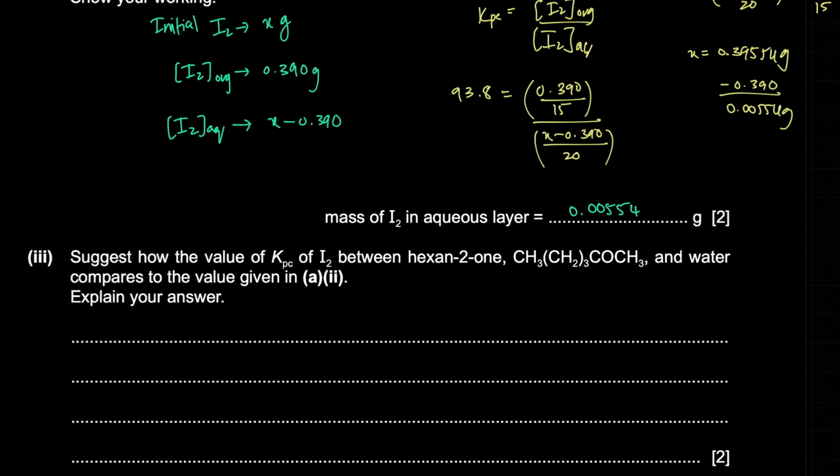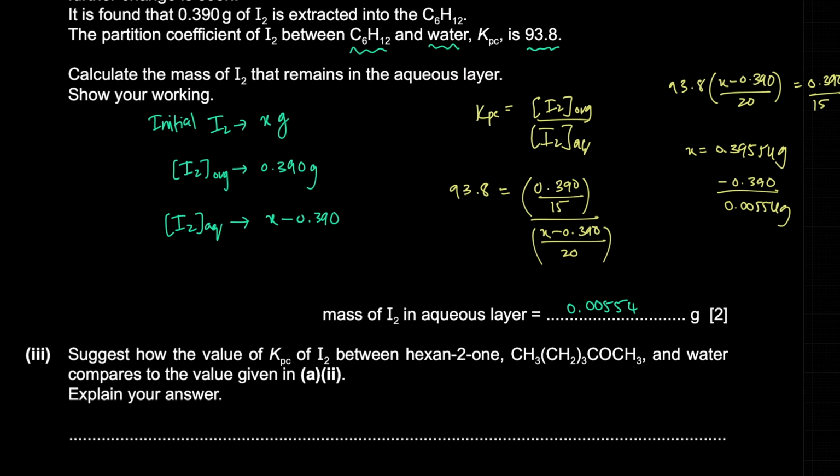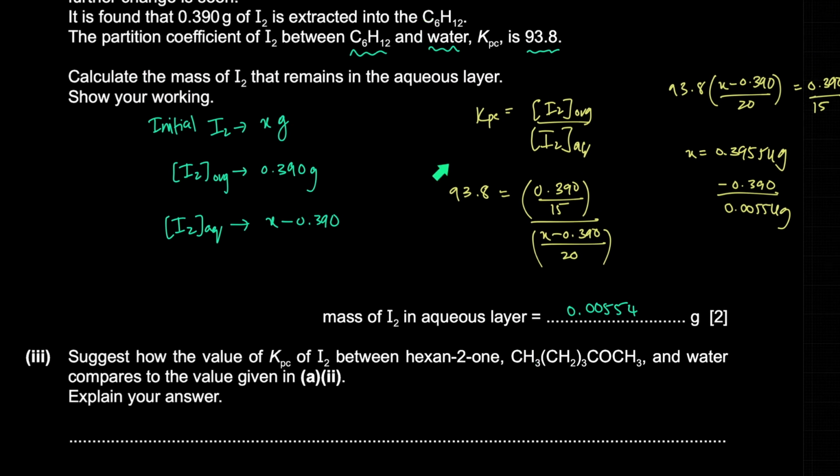Suggest how the value of the Kpc of iodine between hexan-2-one and water compares to the value given in A part 2. Explain your answer. So now they're saying instead of cyclohexane, if I was using hexan-2-one, would iodine be more soluble in hexan-2-one or less soluble? Remember, iodine is non-polar, and cyclohexane is also non-polar.